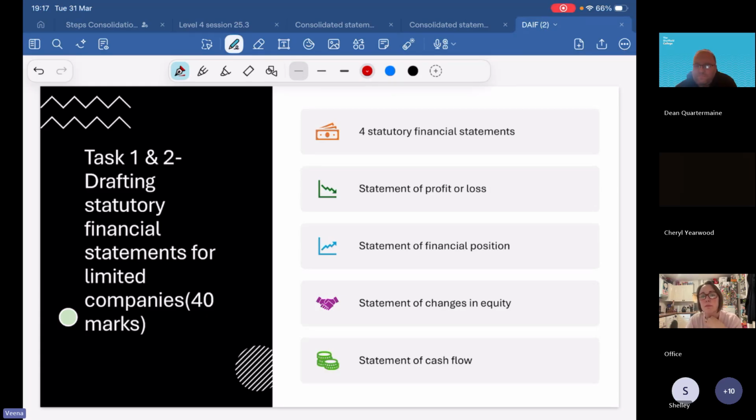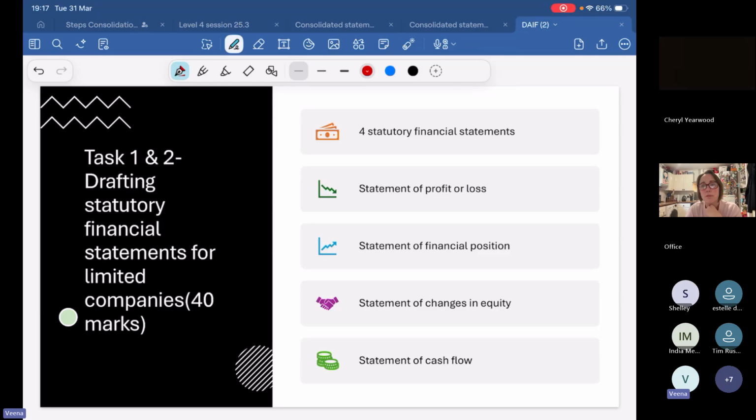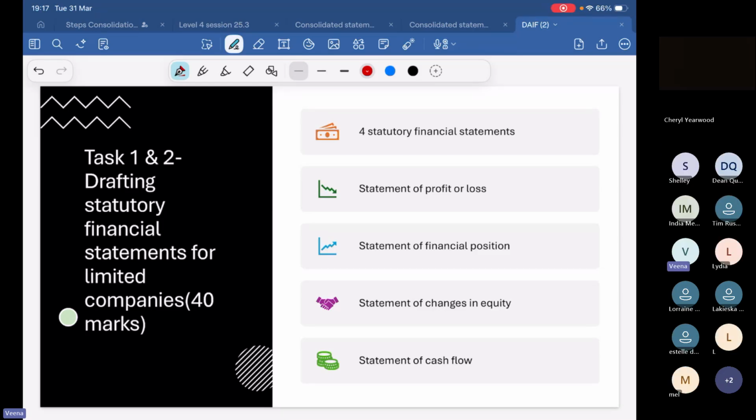I was saying this task 1 and 2 has got statutory financial statements, and the statutory financial statements are SOPL, which is the profit or loss, financial position, statement of changes in equity, statement of cash flow. Statement of changes in equity is almost a certain question that you get. Statement of financial position or cash flow, a statement of profit or loss, and changes in equity. So you could get a mix and match.